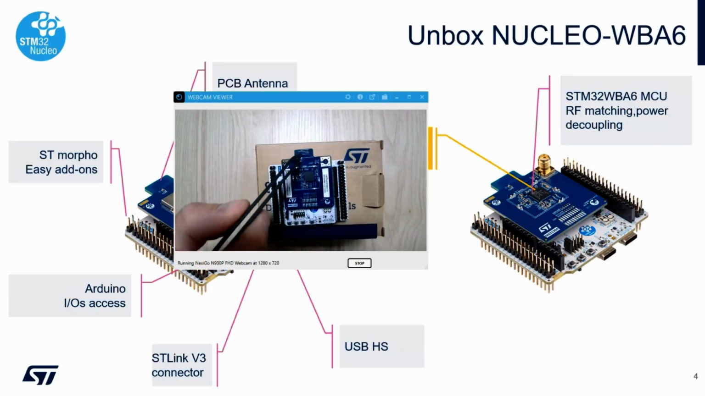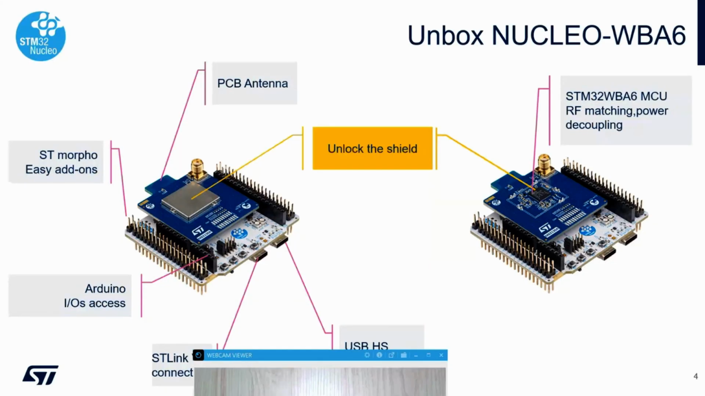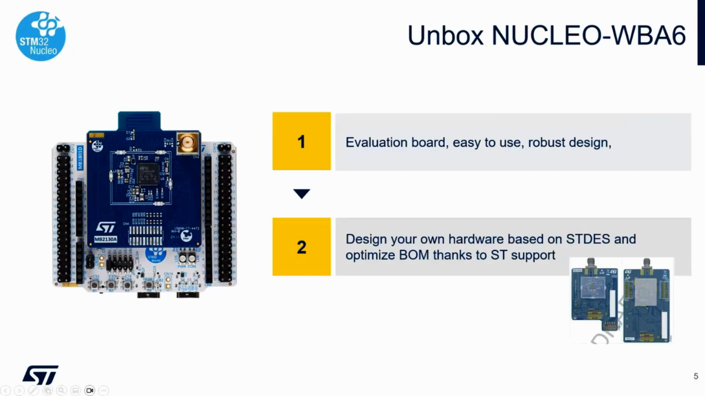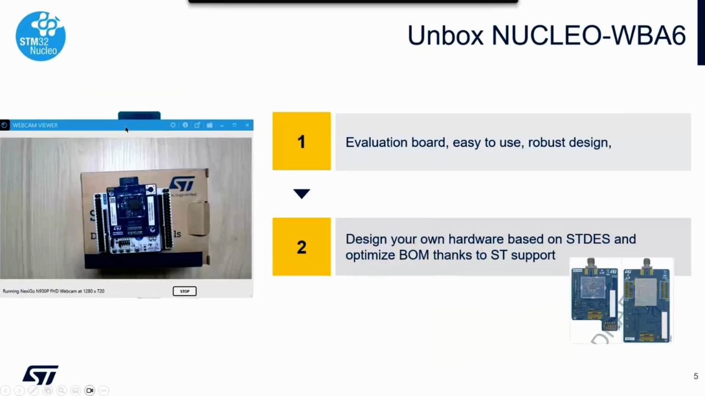You have as well some antennas, so a PCB antenna and, of course, an SMA connector in order to do some more evaluation. Here you will find all the needed matching, filtering, and decoupling as well. Now you might say, okay, there are a lot of components here. And that's true. There are a lot here.